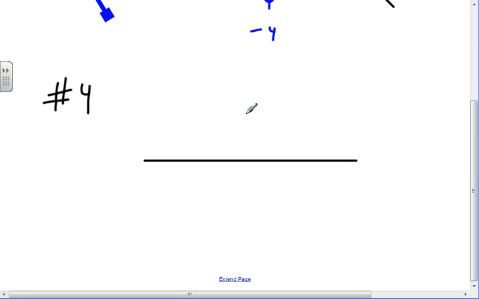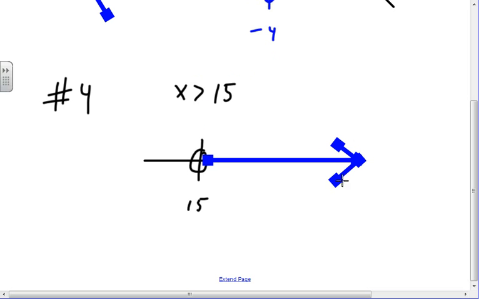Yeah. All right, so now we have x is greater than 15. So we need a 15. We need a circle around the 15, and then we need to have something going that way. Put numbers in there so I know what you're doing. That's all there is. So 15 is positive? Yeah, there's no negative in front of it. Okay. X is greater than 15. The circle means I'm not including the number, and a filled in dot means I am including the number.